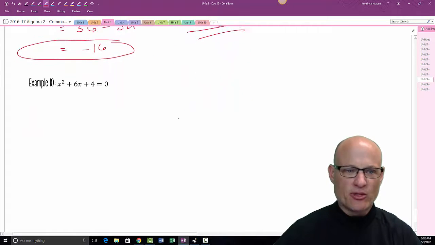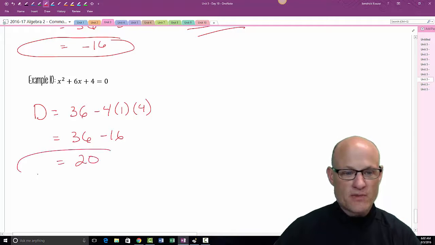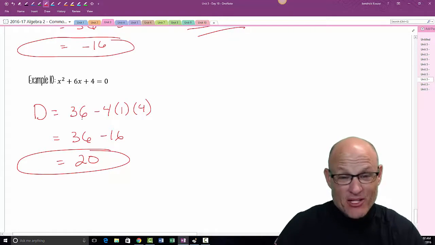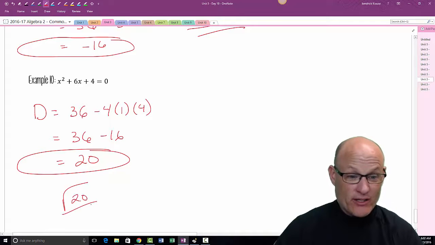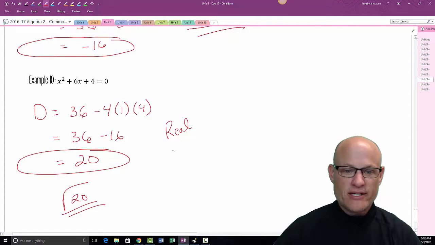And finally, the last one, D equals b squared, which is 36. Oh, that sounds familiar. 4 times 1 times 4. So this turns out to be 36 minus 16, which is 20. I cannot take the square root of 20 nicely. It's a nice number, but when I try to take the square root of 20, does anybody know what it is? It's not, so it's irrational. So this is going to be real, irrational, and unequal. Remember, the only time they are equal is when it is equal to 0.